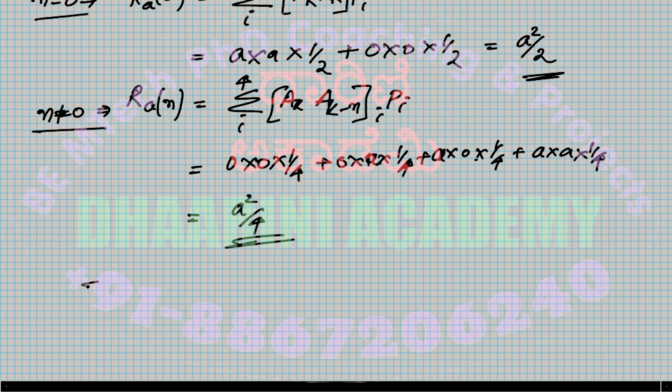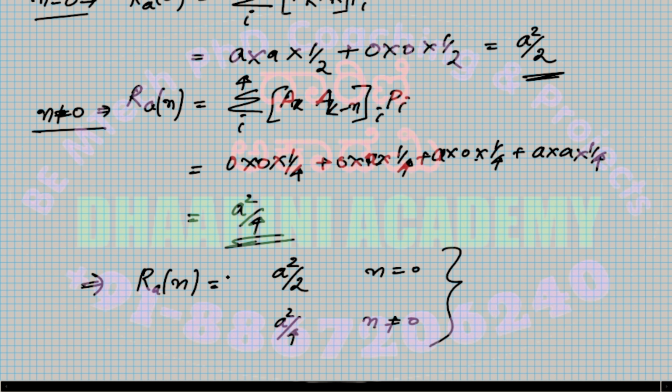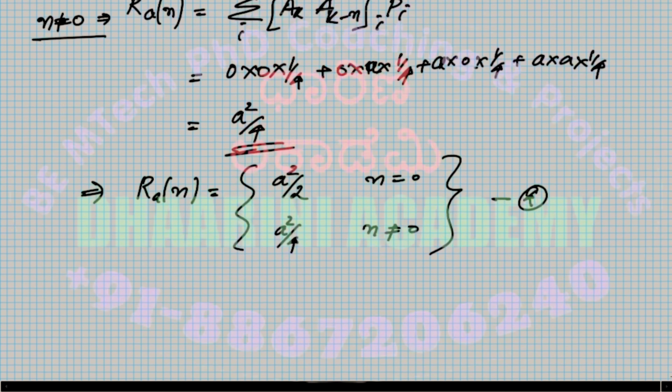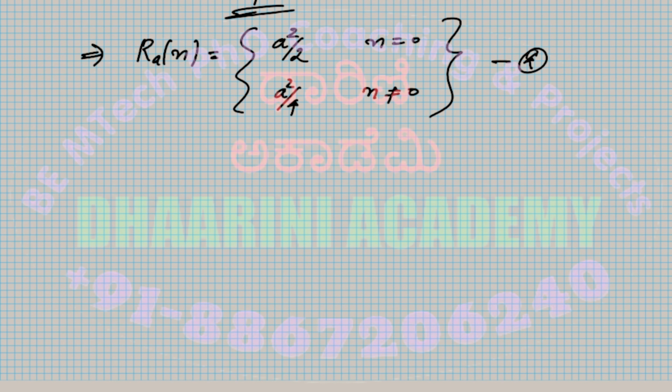So overall, this implies I can write a final answer for RA of n. What is the value of RA of n? RA of n takes these values: either A square by 2 when n equal to 0, or A square by 4 whenever n is not equal to 0. Fine. Call this equation number 4. Okay, let's proceed further. Any doubt so far? No.